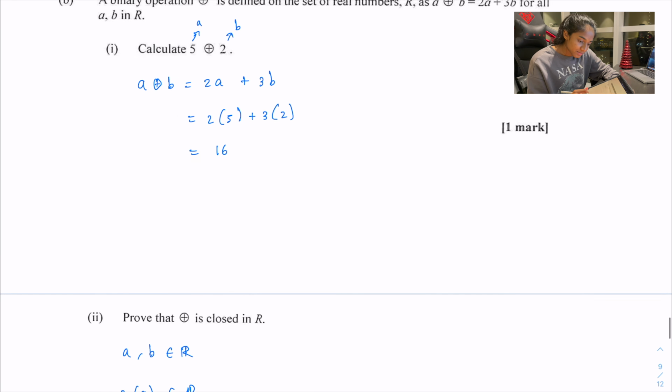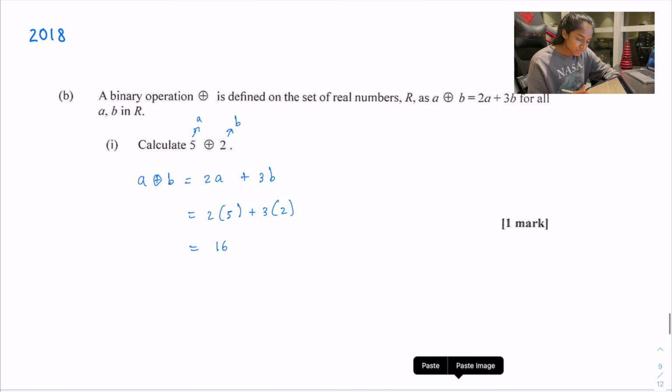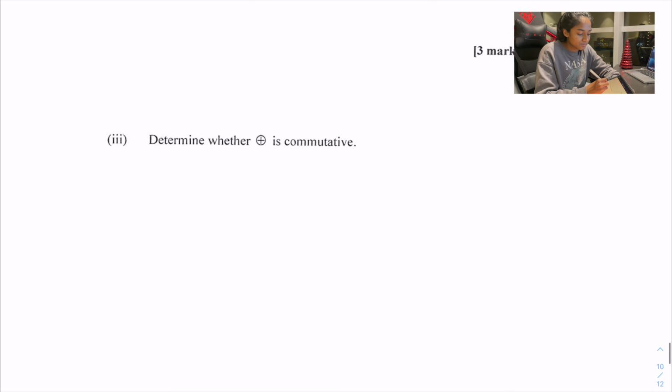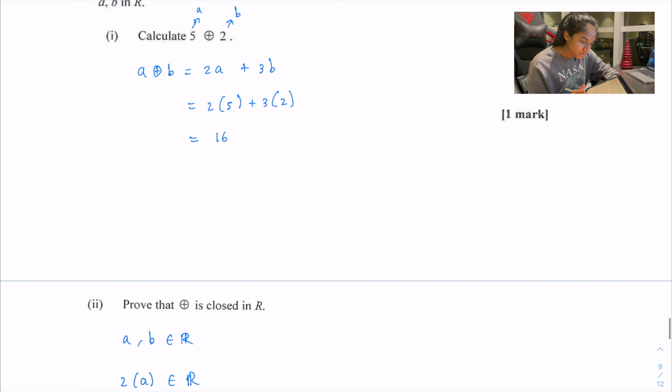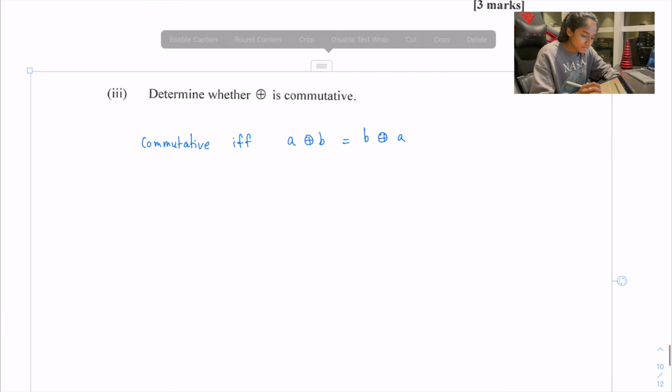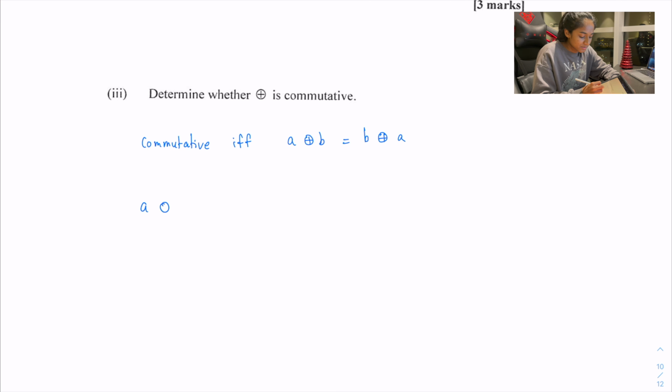Determine whether it is commutative. So we know as a rule, we have to write down that it is commutative if and only if A cross B is equal to B cross A. Okay, so A cross B is 2A plus 3B. That's given. Now we need to find B cross A. So B cross A is equal to 2B plus 3A. And we already know that's not equal.